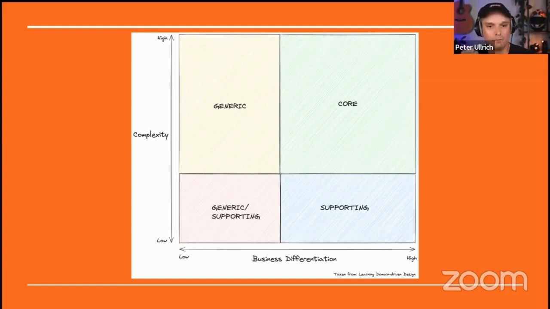That might be our finance system, our HR system, maybe our fleet vehicle database, something like that, authentication. It can all be stuff like that. And it's called generic. So high complexity, but doesn't give us any business advantage. So that's generic. And then the last one on the bottom right is supporting.